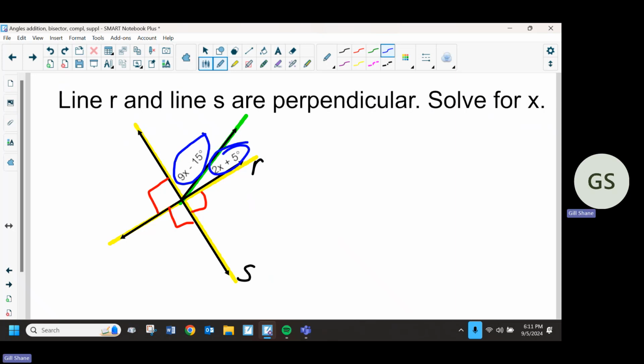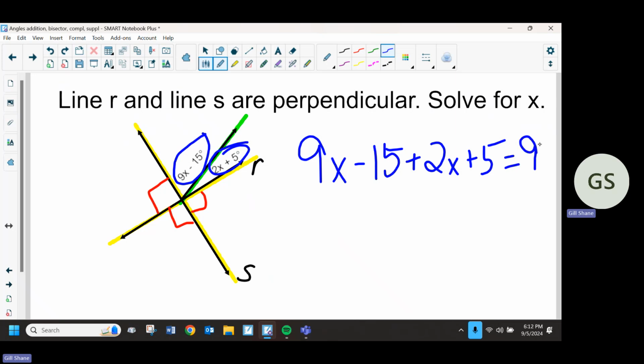Those two angles have got to add up to the big angle. This is little plus little equals big. And the big angle, I'll let you think about what the big angle should be. You should know that automatically. Little plus little equals big. Again, that came from the fact that the yellow lines are perpendicular.